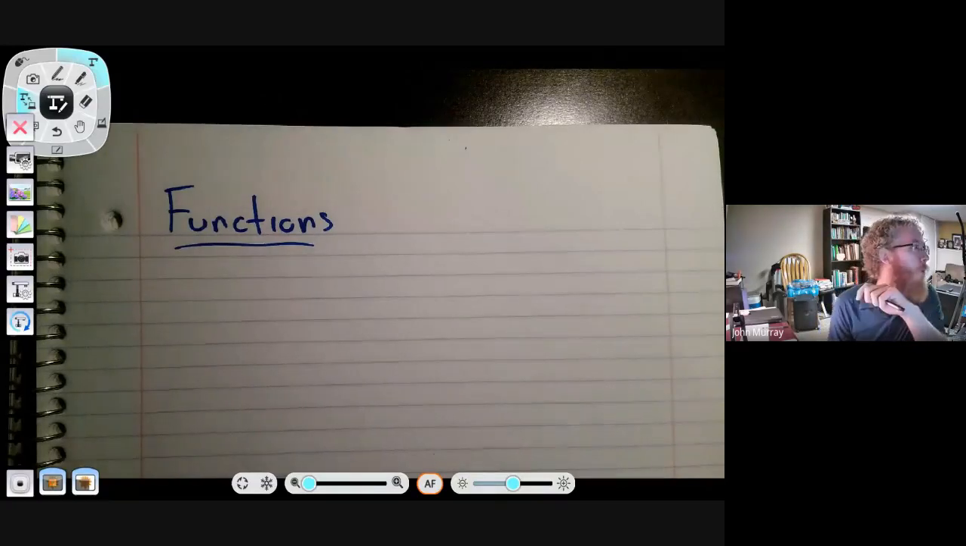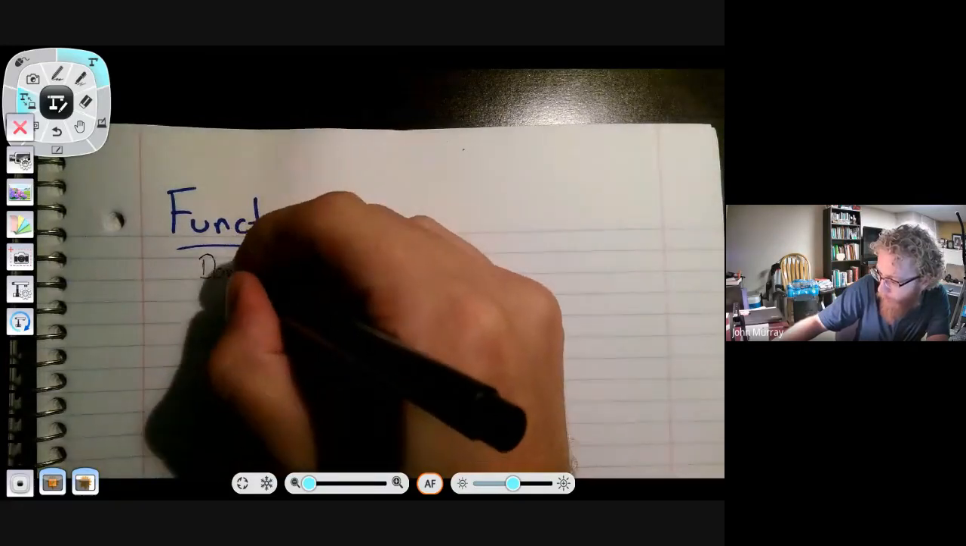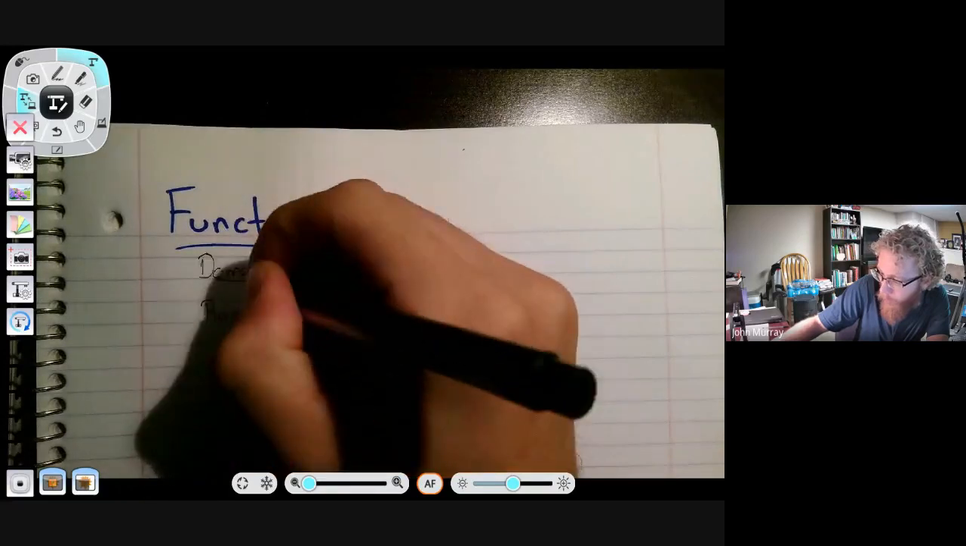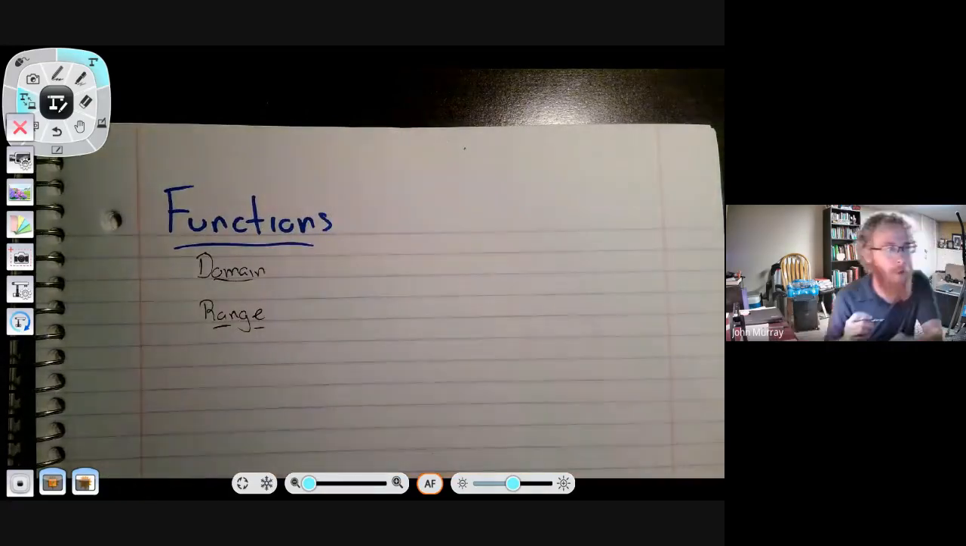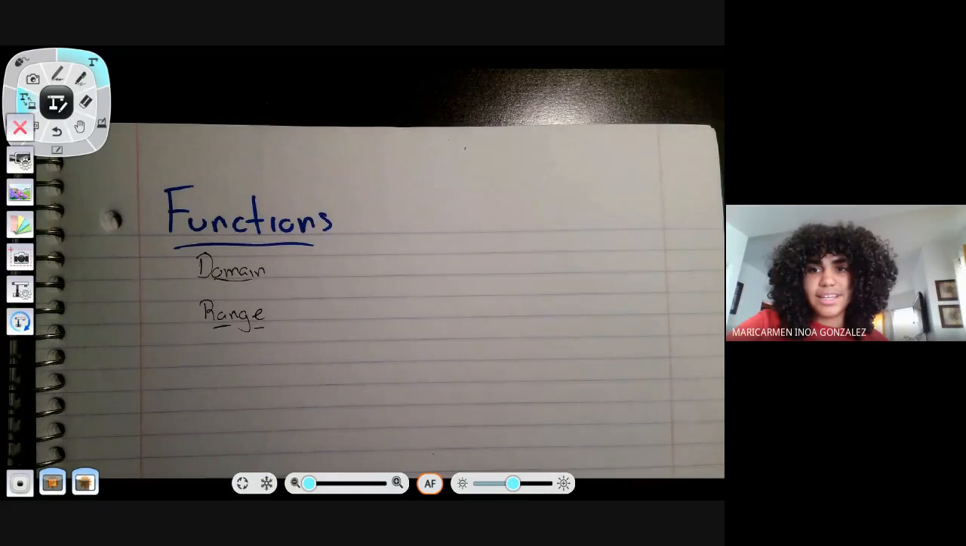Okay. So a function has a few different key components. These two words here, domain and range, are we familiar with those? Yes. All right. Can somebody tell me either another name or what we can consider the domain of a function? Isn't the domain the x-axis?